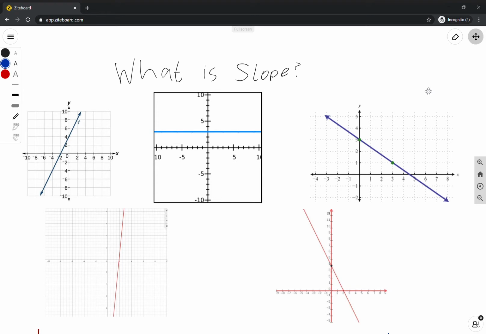In the last video, we covered linear equations in a really simple and basic way. And today, we're going to go over a concept that was mentioned towards the end of the video, which is slope. So, what is slope?